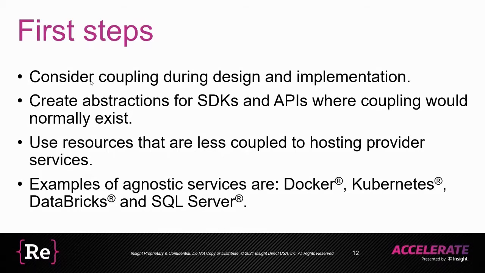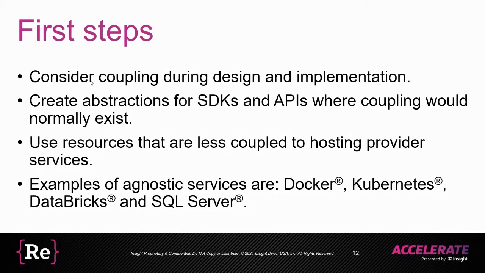We can use resources that are less coupled to hosting providers. So if we need to do messaging between containers in Docker or something like that, there are solutions out there for that that aren't necessarily specific to an implementation in the cloud, and so we can use that, and then our solution is agnostic. There are solutions like Dapr, and I'll talk a little bit more about that in a bit, that can help provide that decoupling and that cloud agnostic implementation that we're all after.